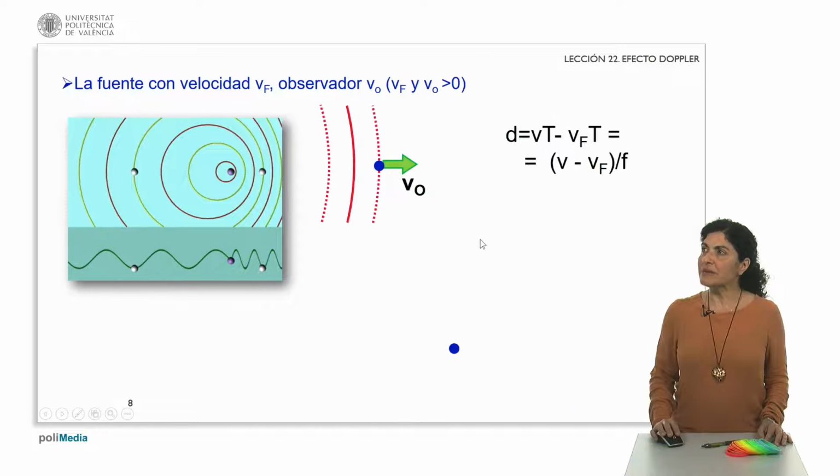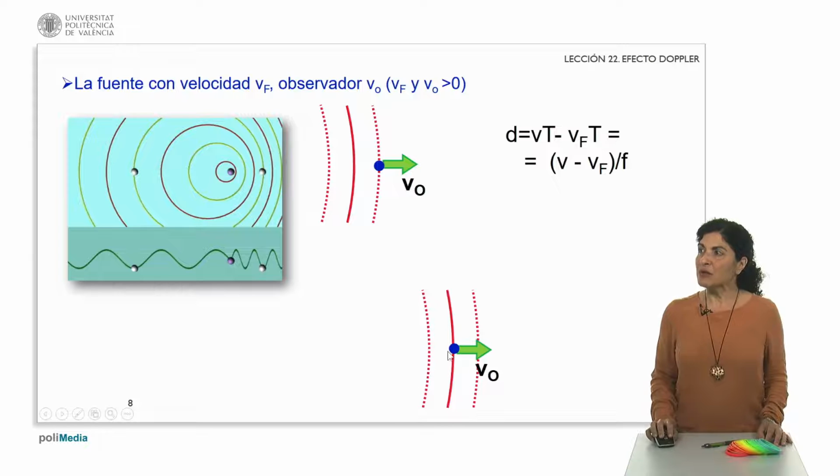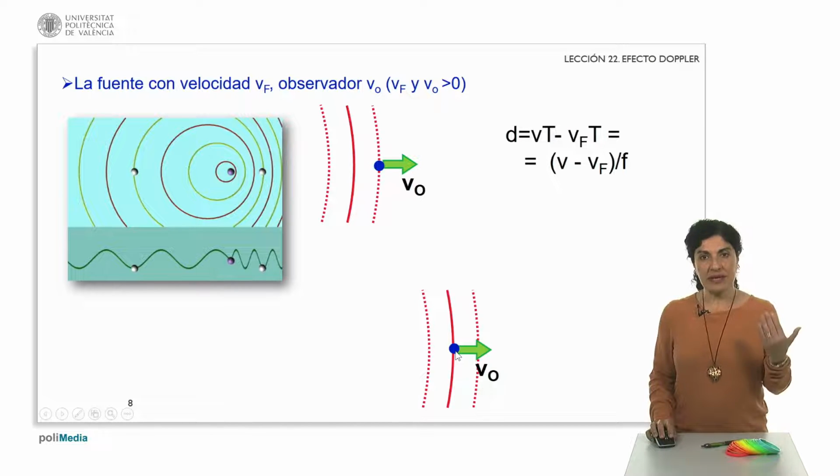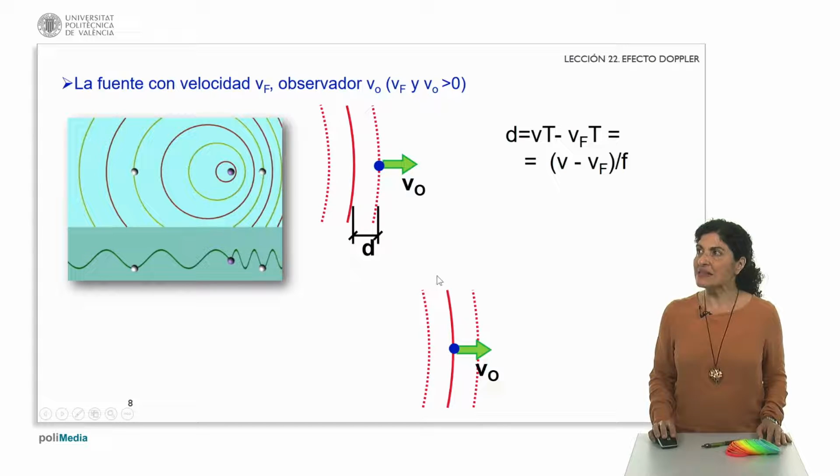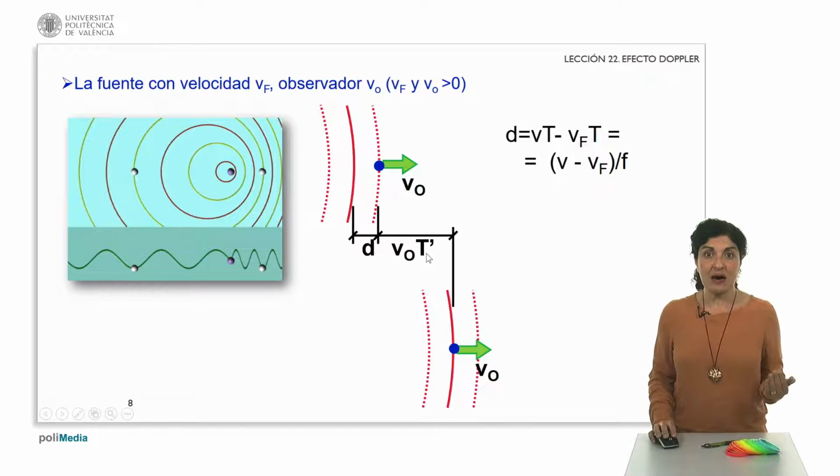I will now consider that the observer also moves to the right. Therefore, this distance that I have determined before. Now it turns out that the new position of the observer forces me to also take into account the distance that he has moved to see when the new wave front reaches him, and that distance will be determined by the speed of the observer and the period of that wave that he is detecting.